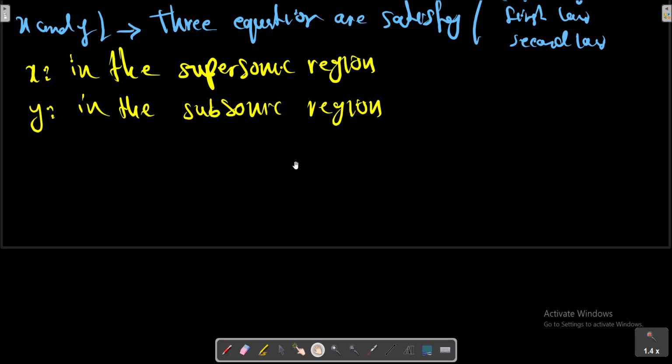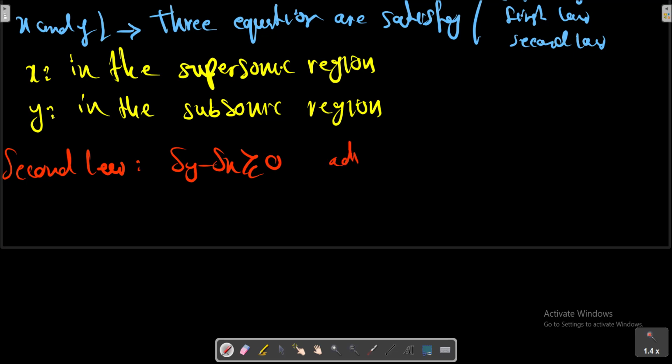Since the second law requires that Sy minus Sx be greater than or equal to zero in an adiabatic process, we conclude that the normal shock can proceed only from X to Y.